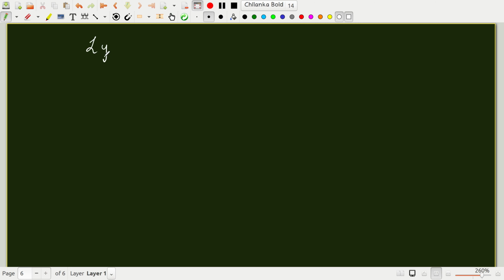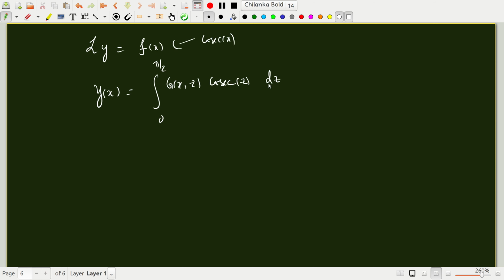So the solution to Ly equal to f will be written as y of x is equal to the integral over the domain 0 to pi by 2 of g of x z. Instead of f of x, which is cosecant x, you use a dummy variable and write cosecant z dz. But what is g of z? It depends on what the domain is. Here z goes between 0 and pi by 2, so you write this as 0 to x plus x to pi by 2. In the first integral, z lies between 0 and x, so z is less than x, whereas in the second integral z is greater than x.